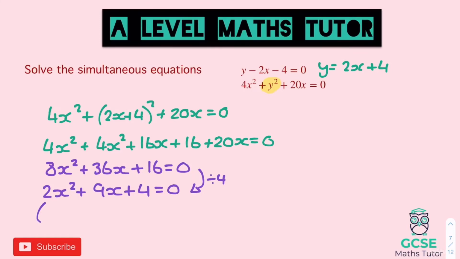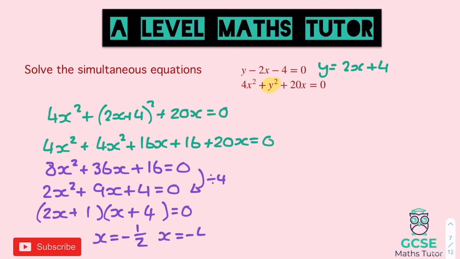So with a 2x squared at the start, we know one of the brackets is going to have 2x in, and our other bracket will just have the x in, and we want to factorise this. So our factors of 4 are: we can have 2 and 2, or we can have 1 and 4. Now, as there's a 9 in the middle, we're going to want 4 over here and 1 over here. That's going to make 8 and 1, and that makes the 9, and they're both positive, so both positive there. So we've got x equals negative a half for the first one, negative 1 over 2, and we have x equals negative 4 for this one on the right.